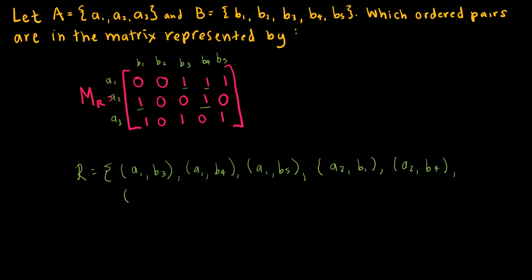And then I would have A3, B1. And I would have A3, B3, which is this guy right here. And I would have A3, B5, which is this guy right here, and that would be the relation.